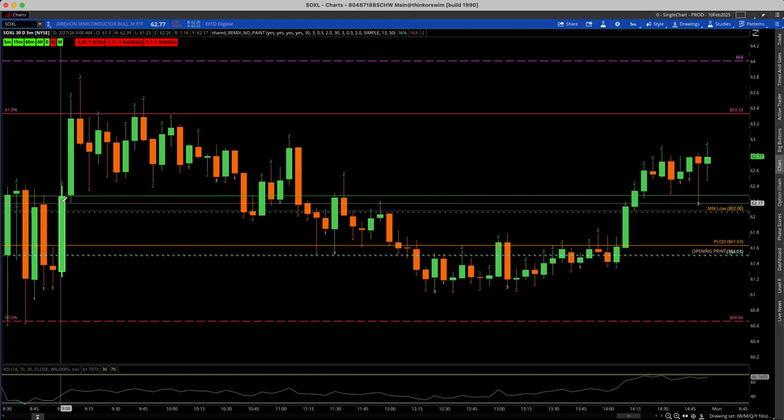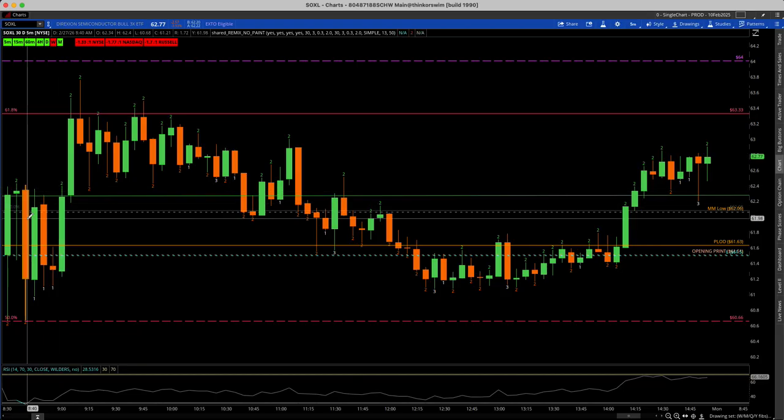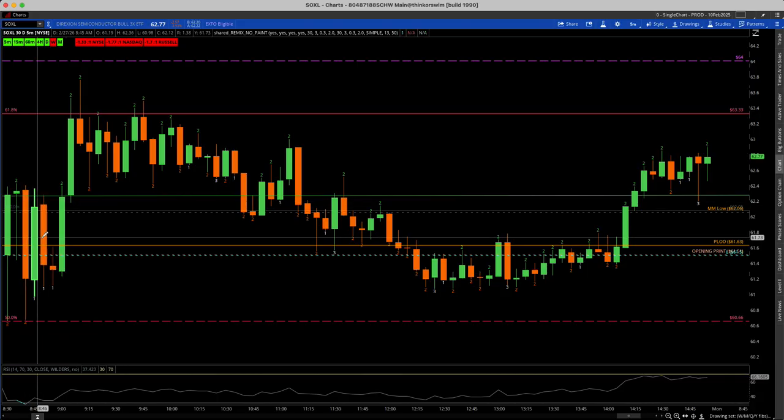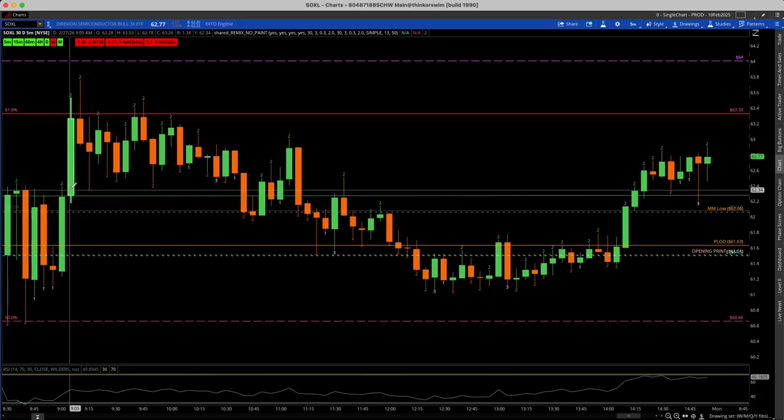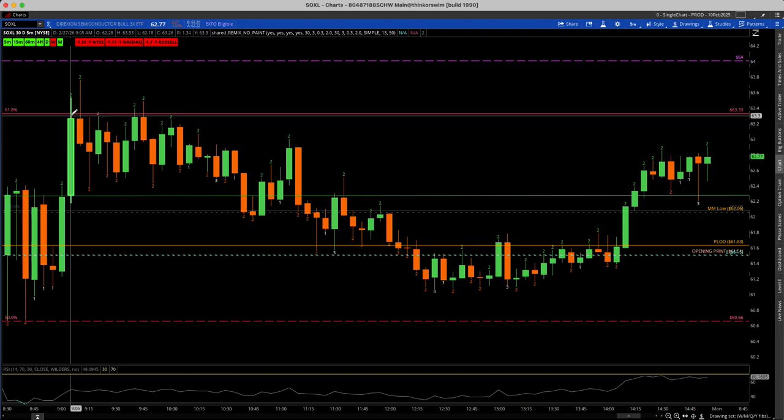We then got the 2 up and locked this 2 down in as a higher low, and that was our entry, right? The higher low at the opening print to get into calls. So we did enter here, and we took this up to the 61.8.